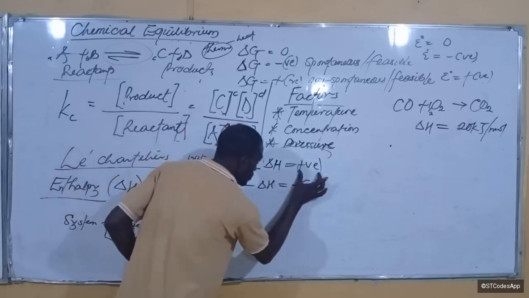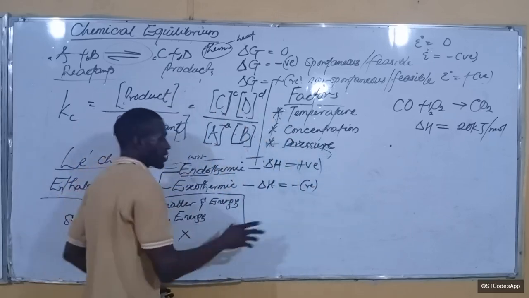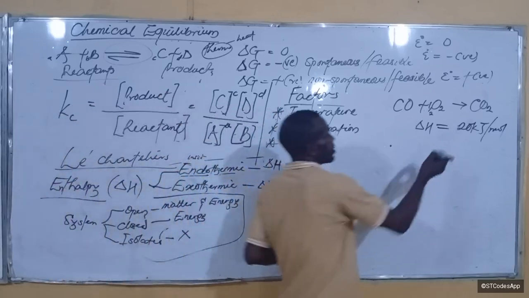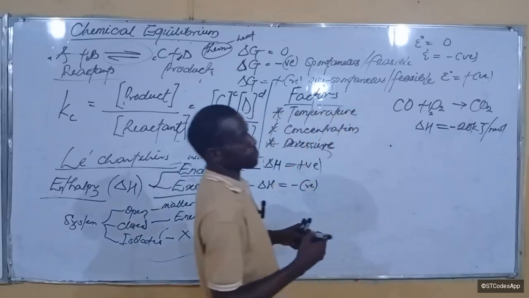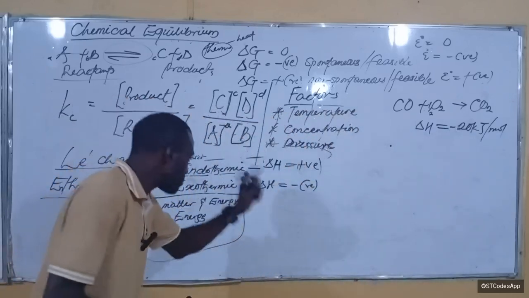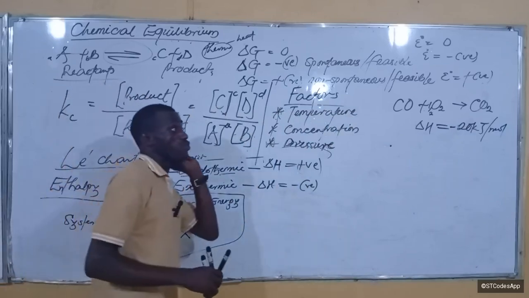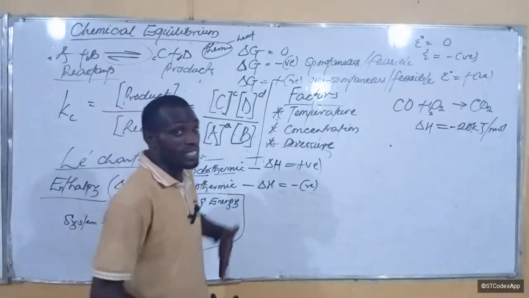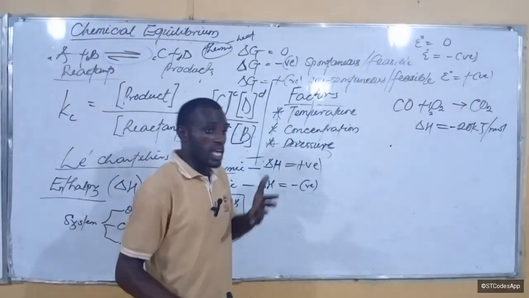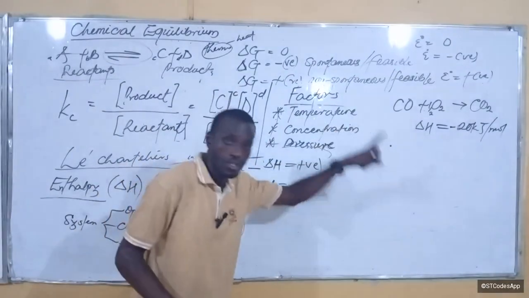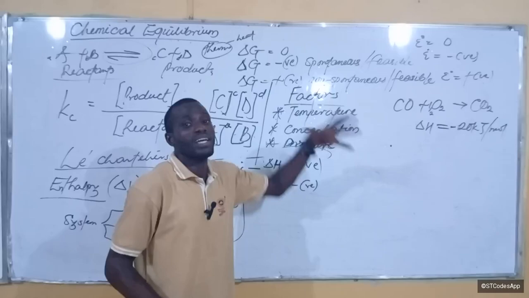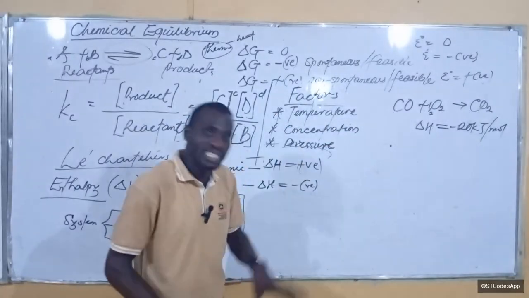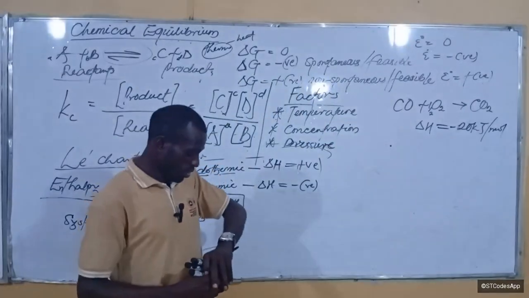When delta H is positive, the reaction is endothermic. Delta H negative, reaction is what? Exothermic. If I told you that the change in enthalpy is minus 20 kilojoules per mole, what this means is that this reaction will naturally proceed forward by a decrease in heat energy or a decrease in temperature, the best way to think of it. It proceeds forward naturally by a decrease in temperature.